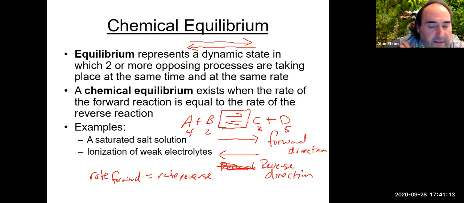So when we talk about equilibrium, that is what we're talking about. Again, it doesn't mean that we have the same amount of everybody on each side, but it means that as fast as it goes to the product side, those products will recombine and go back the other way and make our reactants. And again, essentially what that does is pretty much locks everybody into place.